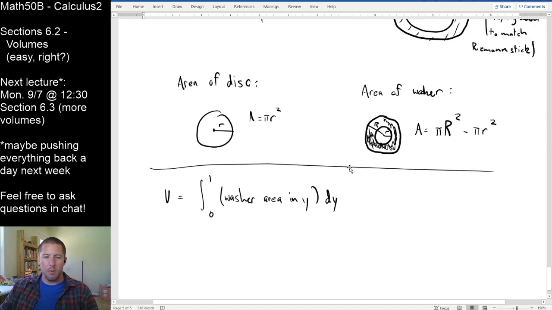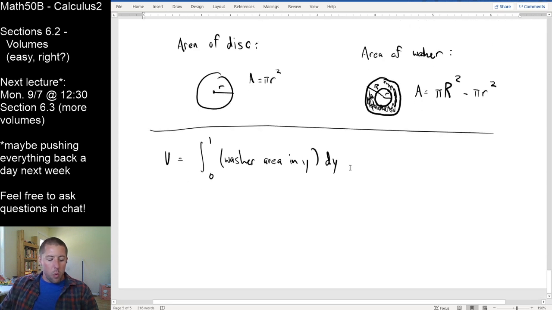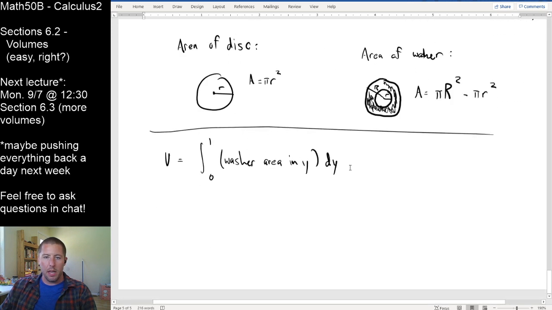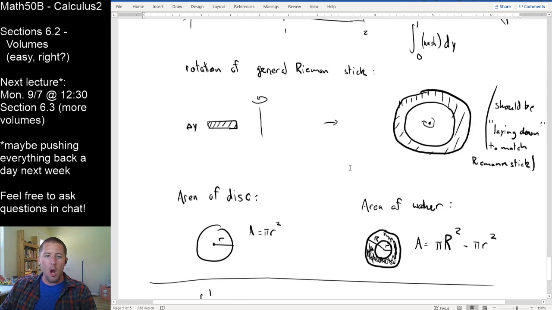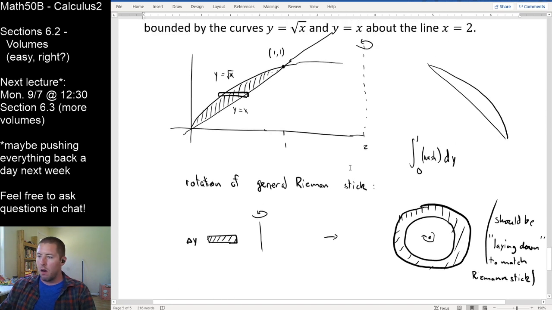This is a good description here. So if we can come up with this washer area in terms of y, we're going to be pretty happy right here. So here's, I guess, what I'm thinking. I kind of know what my outer and inner distances are. I want to know what distance we need to travel. Like, I want to know the width of this.